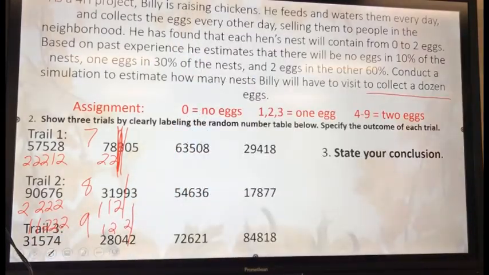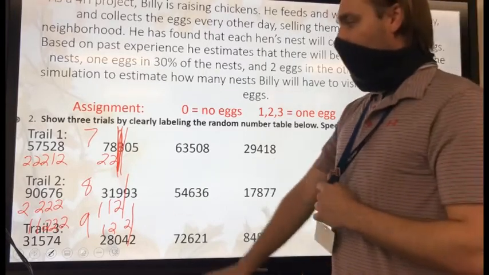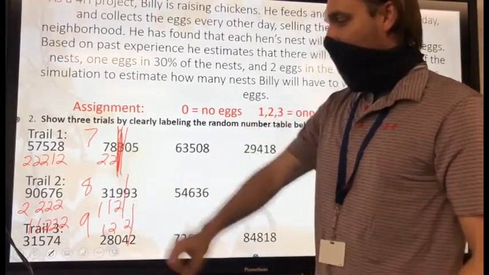At least how many visits does it take Billy to get his dozen eggs? 9. At least 9. Could be more. We just did 3 trials, but for our simulation here, 9 visits.